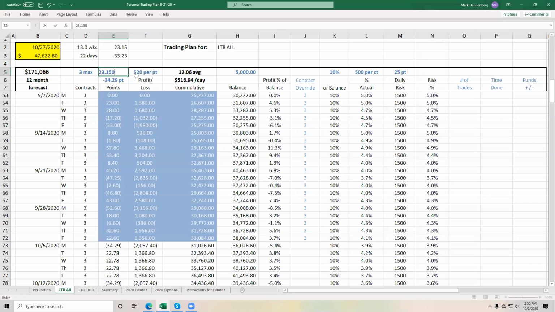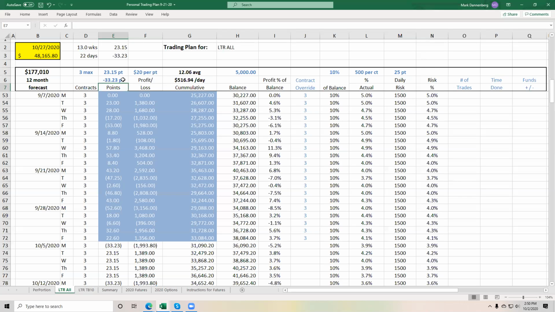And we're going to plug in 23.15 here. That's my average winning day run rate, and it takes into account the frequency of winning days versus losing days. And I'm going to put in a minus 33.23. That is the average of my losing days. Okay, so I know for the first 13 weeks, those are my averages. And so now I've set the next 39 weeks at those averages.